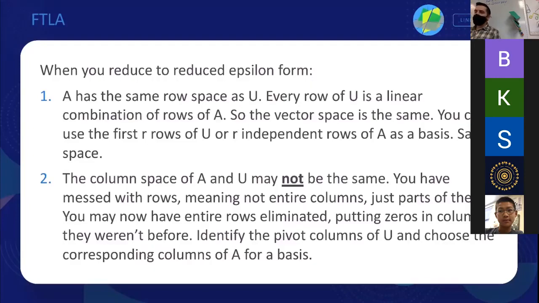The column space of A and U are not always the same. They might end up being the same, they might not. So in general, once you've gotten to U, find the pivots and go back to A and pick those same columns from A as your basis for the column space of A. Don't pick columns of U. It could happen that they are the same, but it's not a good rule to depend on.